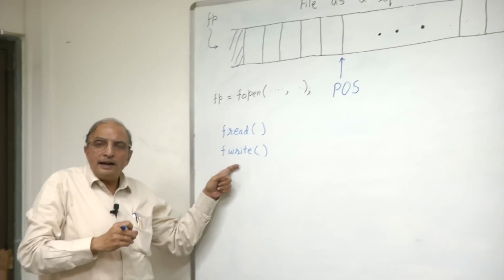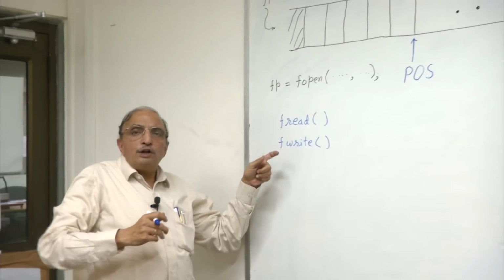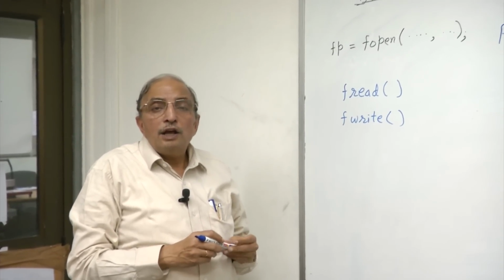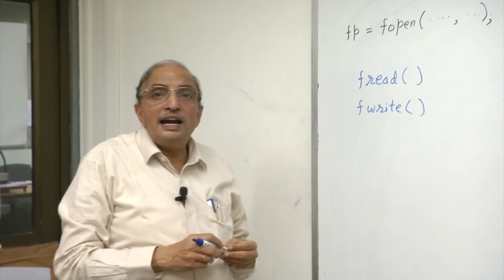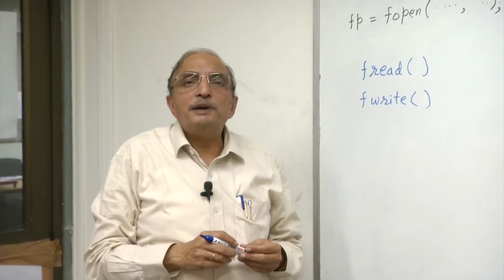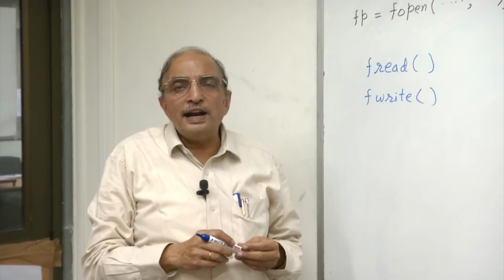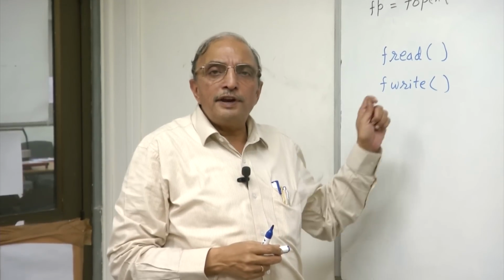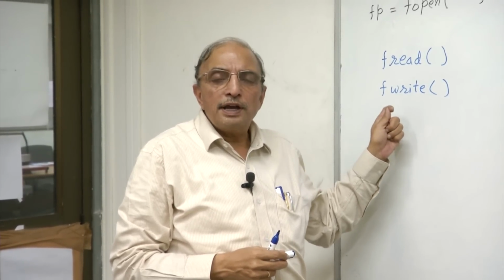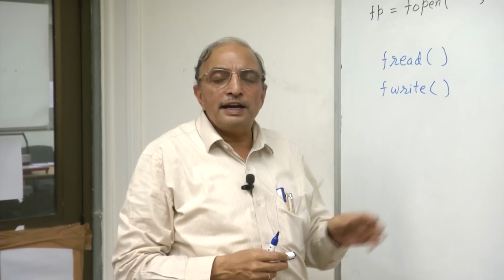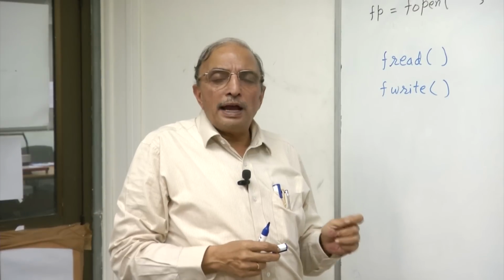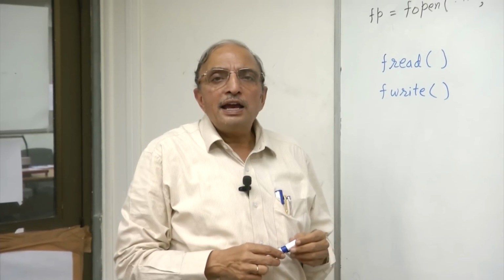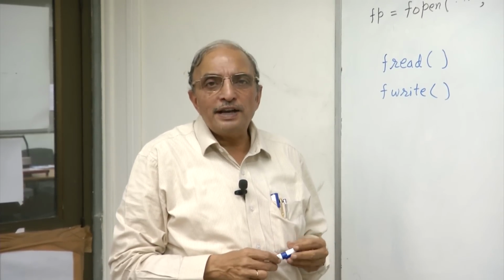fread and fwrite are the two main functions used for reading and writing. More specifically, for handling text data, there are special functions that have been provided by C++. We will discuss the fread and fwrite functions in the context of binary files later, but today let me describe to you how simple text data can be read and processed from text files.